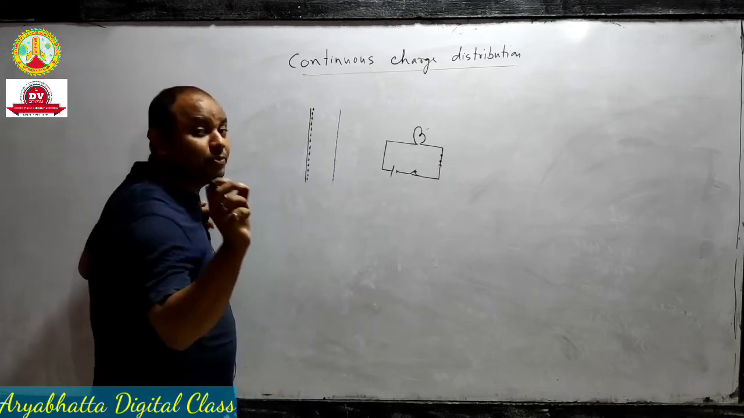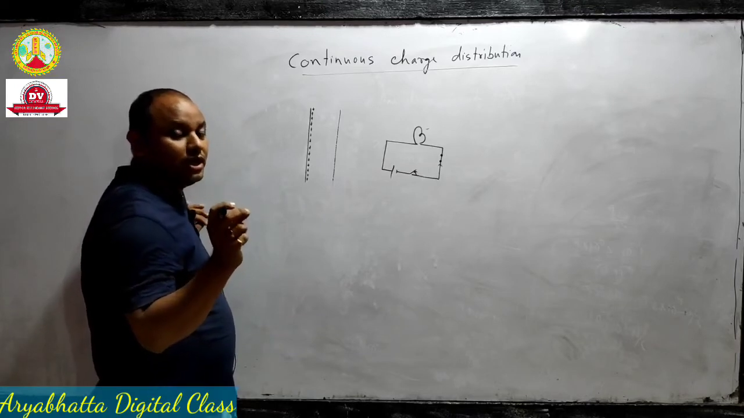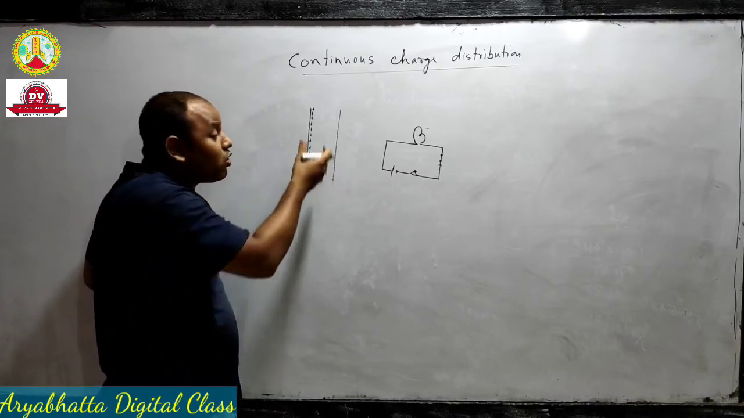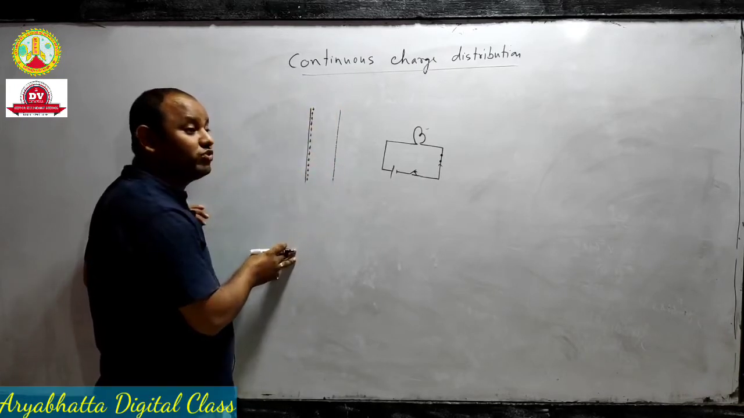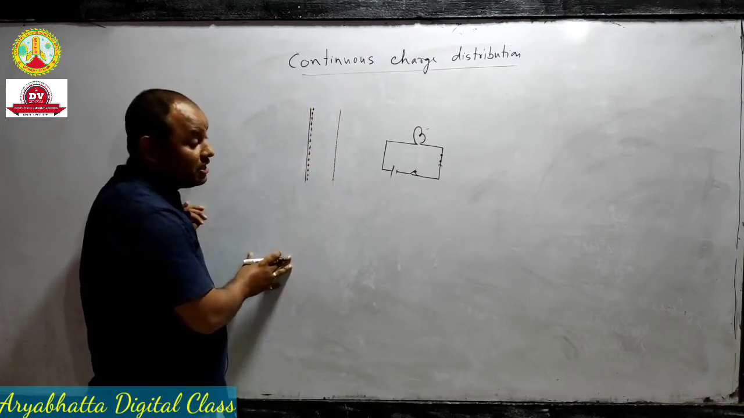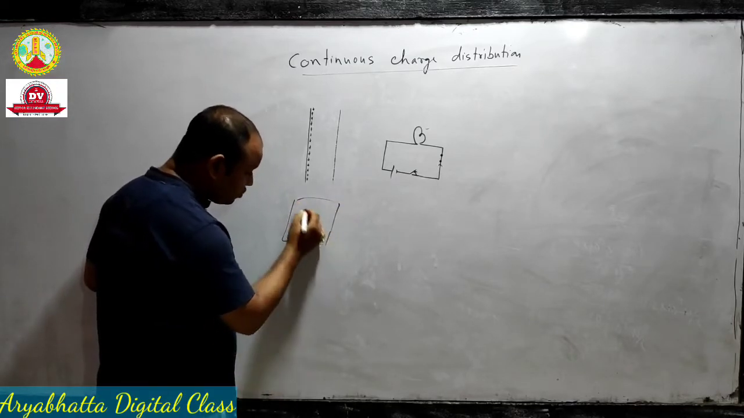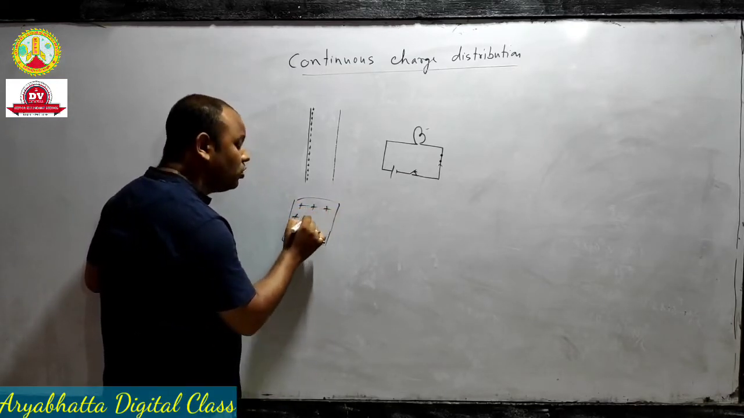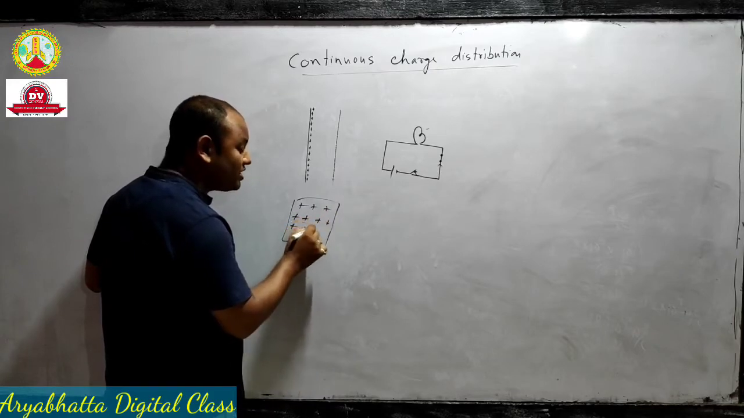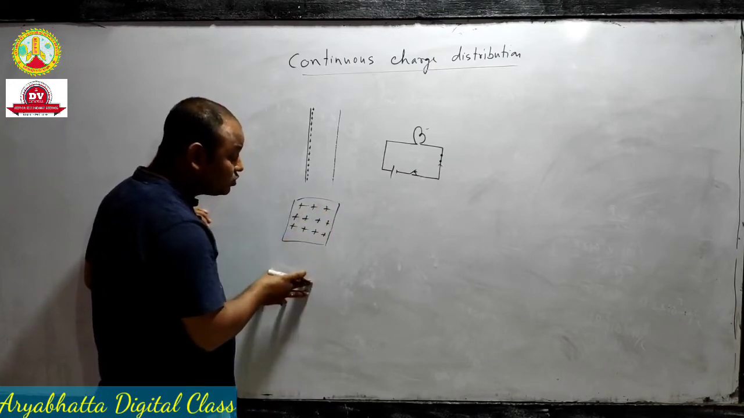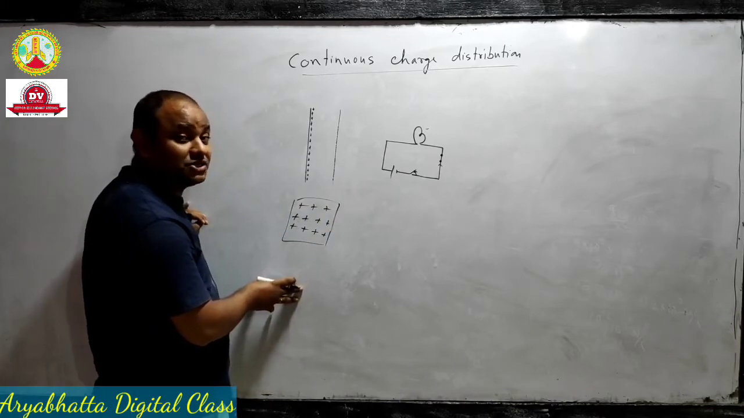The charges are uniformly and continuously distributed on that line. There is no break between two charges. Charges are continuously distributed on a line. Sometimes the charges are continuously distributed on a surface. When charges are continuously distributed on a surface, it is known as surface charge distribution.